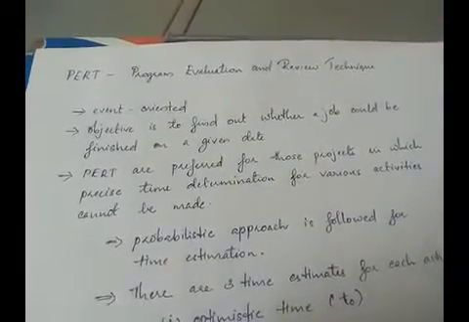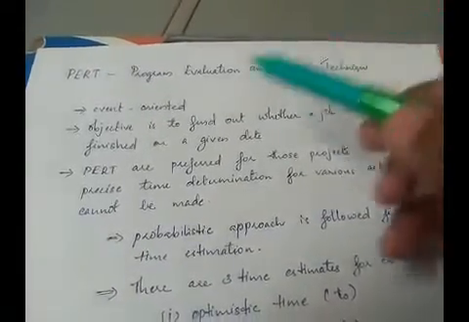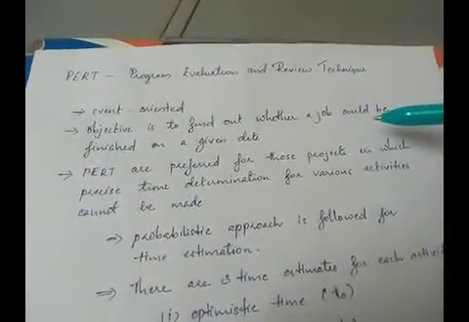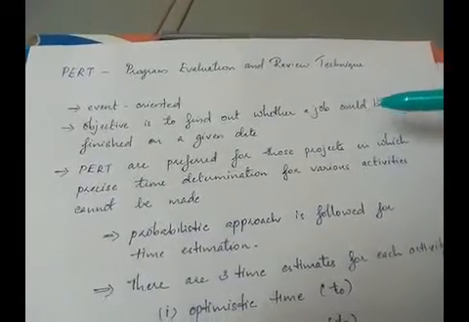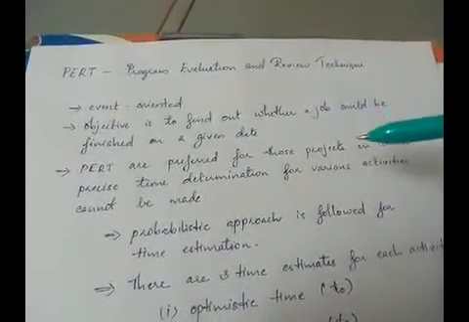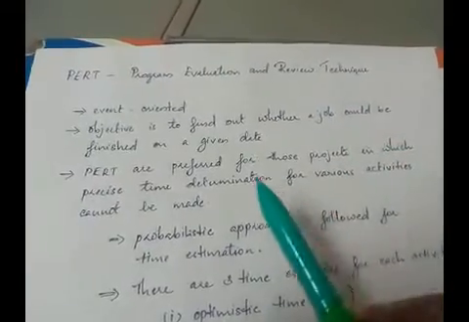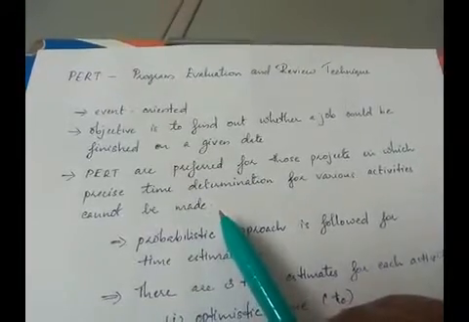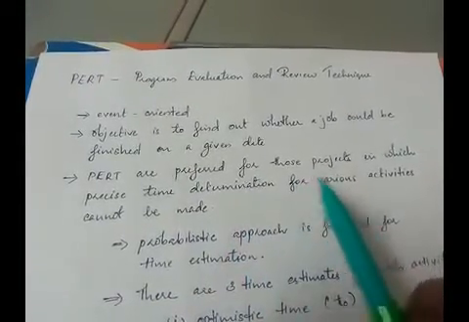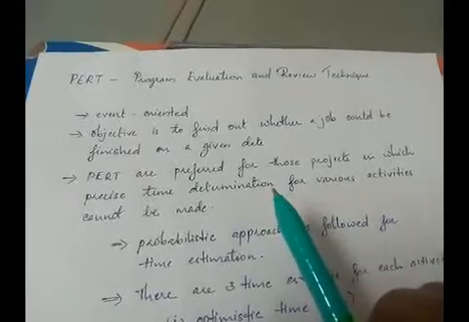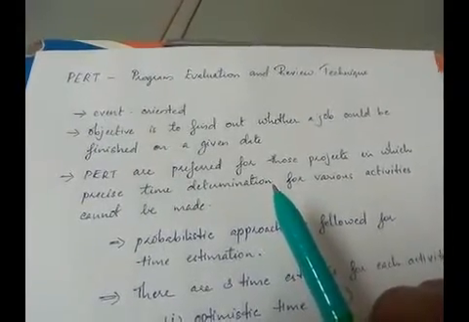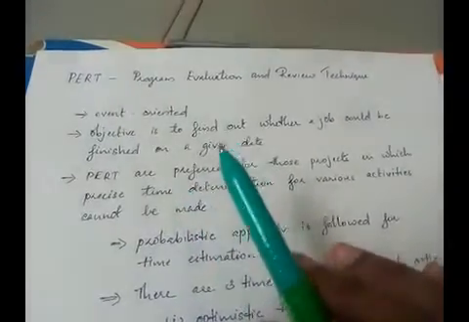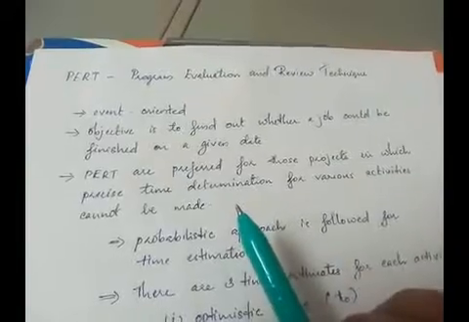PERT, Program Evaluation and Review Technique. It's event oriented. The objective of PERT is to find out whether a job could be finished on a given date. PERT is preferred for those projects in which the precise time determination for various activities cannot be made. That is, for projects where we don't know the exact activity timings. For such projects, we use PERT. We use the technique PERT to find the project duration and all.